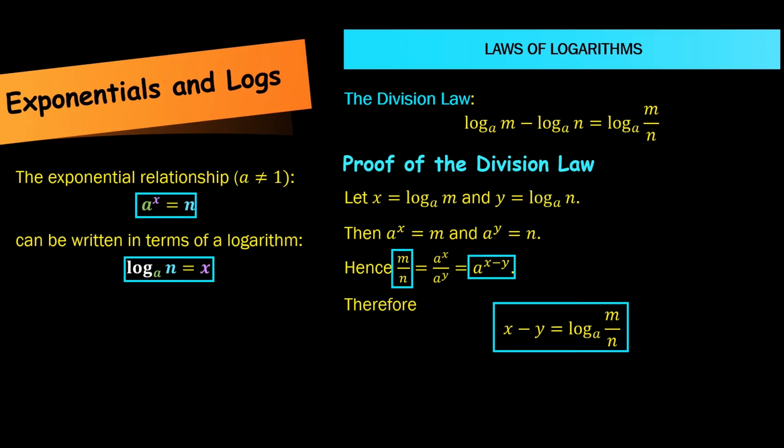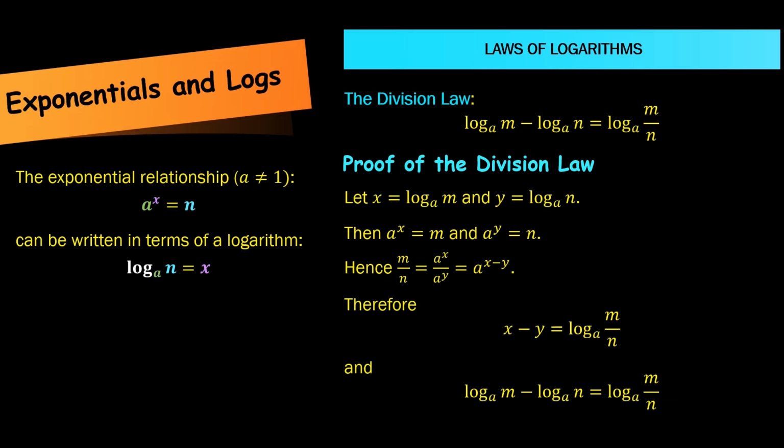And therefore, x minus y equals log m over n base a. But we know that x equals log m base a and y equals log n base a. And therefore log m base a minus log n base a equals log m over n base a.